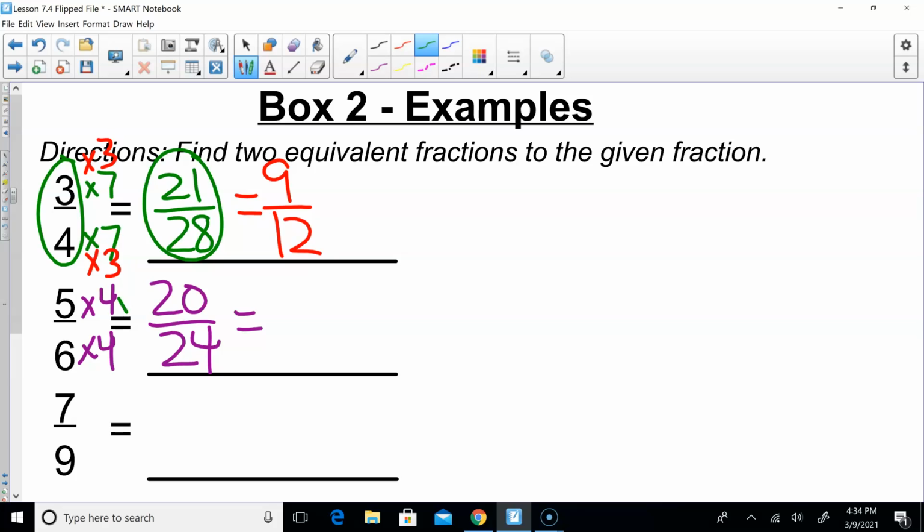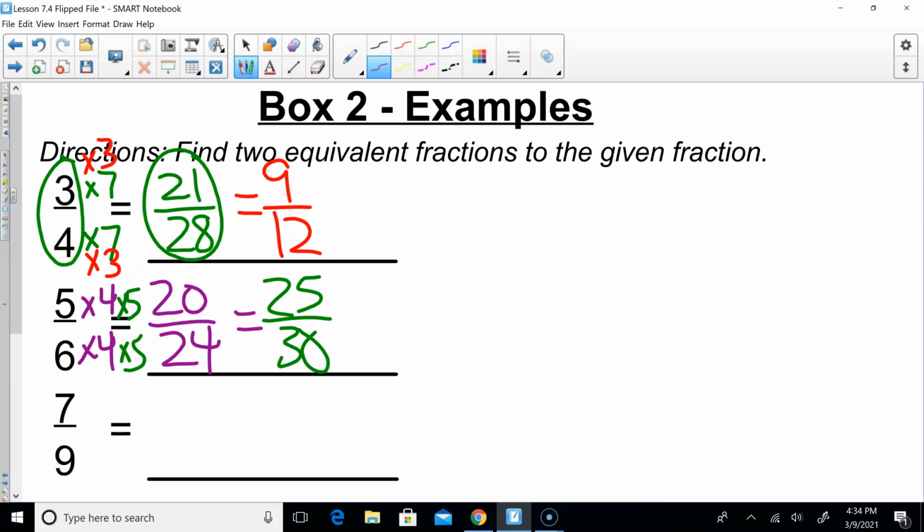Let's see. I did a 3, a 4. We're going to go with 5. So 5 times 5 is 25. 6 times 5 is 30. So notice 5/6 is equal to 20/24ths. It's also equal to 25/30ths. Remember, as long as we times the numerator and the denominator by the same number, we can find equivalent fractions.